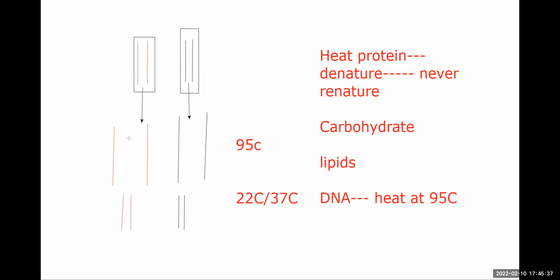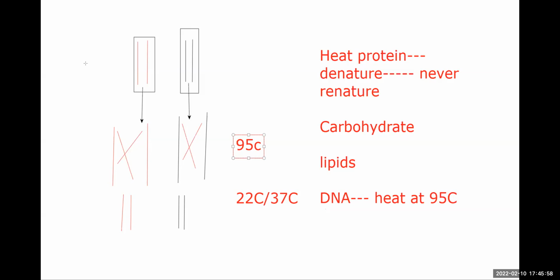So how is the DNA separating? The DNA is separating because the hydrogen bond is breaking. The hydrogen bond is breaking. So heat is not good enough to break the phosphodiester bond. So DNA can separate and come back.